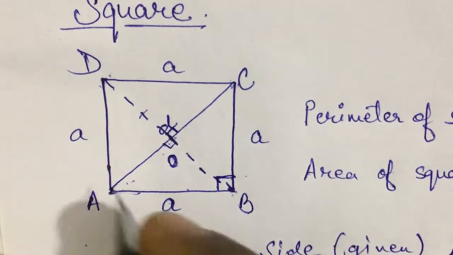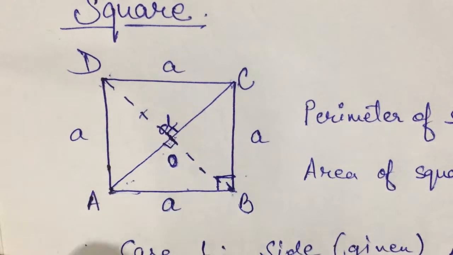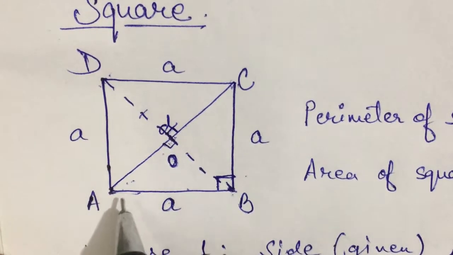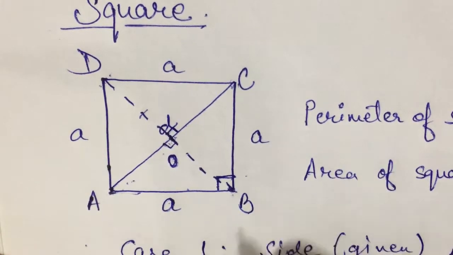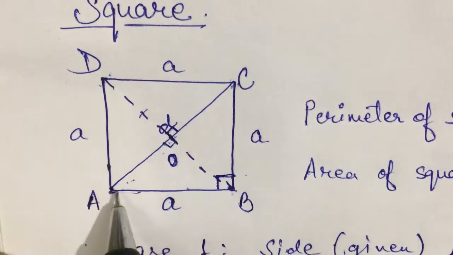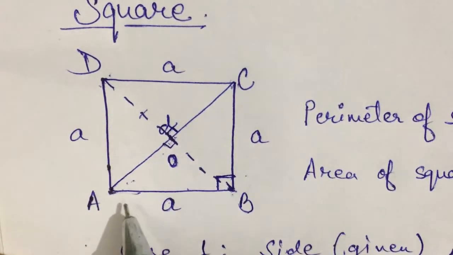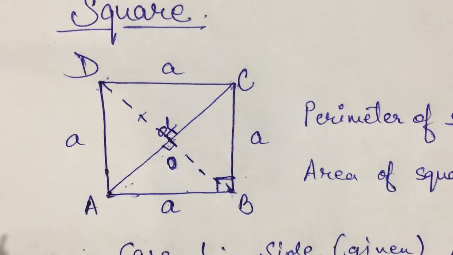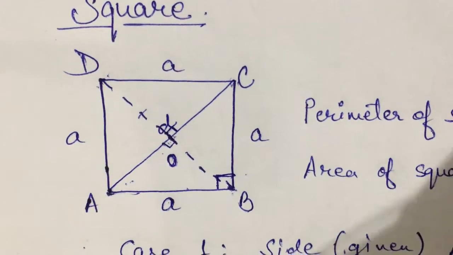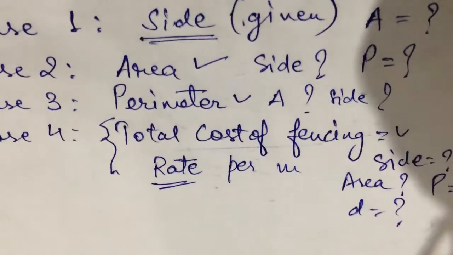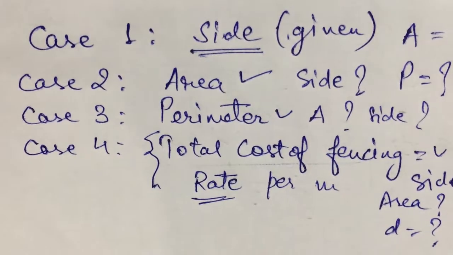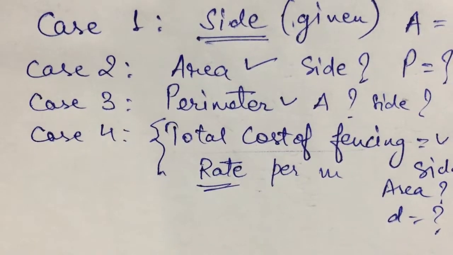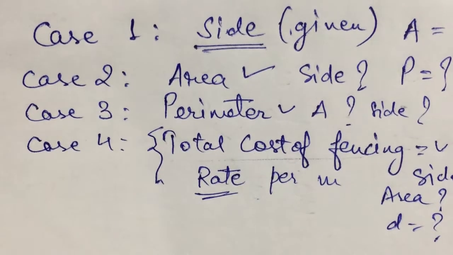So the total money the farmer has spent, divided by the per meter rate, gives you the length of the wire used. The length of the wire is nothing but the perimeter, and from that you can calculate the side of the square. From the side of the square you can calculate the area of the field, side into side, and the rest of the things. So these are some different cases the examiner may ask you.